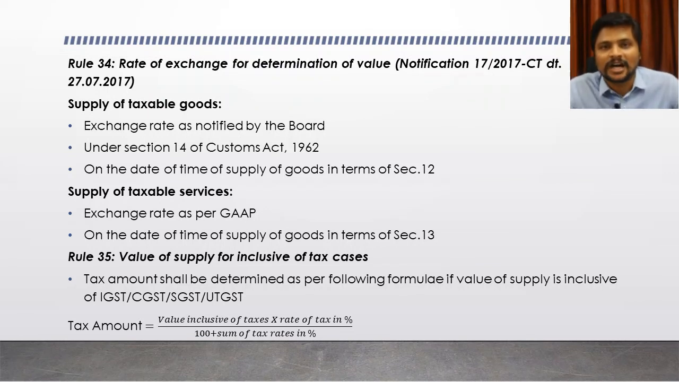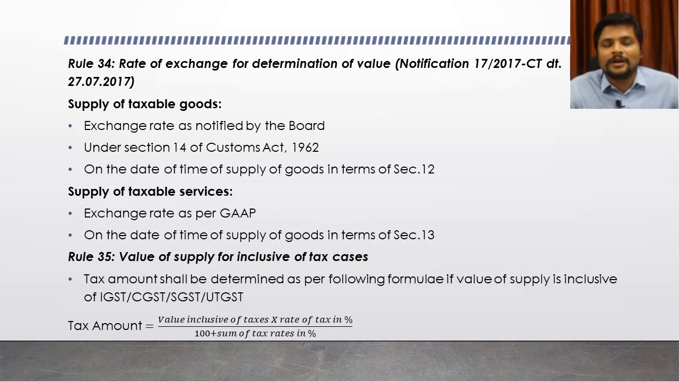Then there is one last rule, which is Rule 35. This Rule 35 is nothing but for the case of supply where the supply is made and you have not charged tax separately, and you say that the value which I have quoted for the supply is also inclusive of taxes.